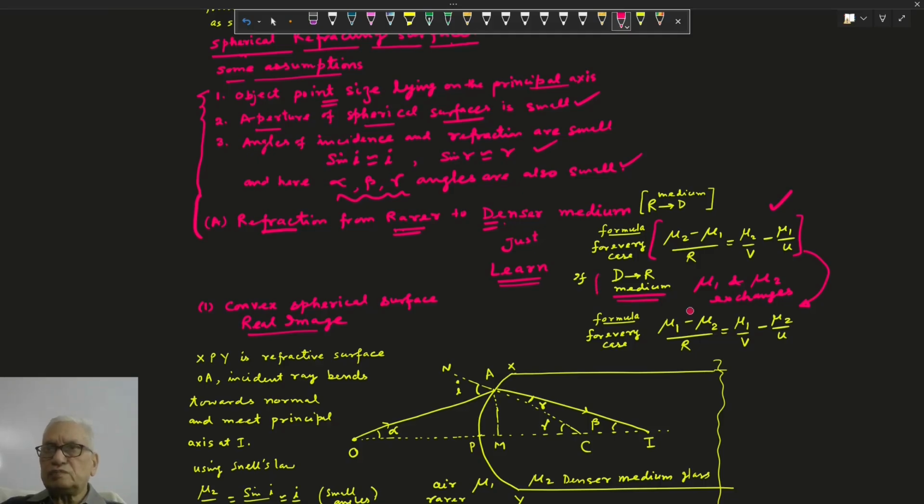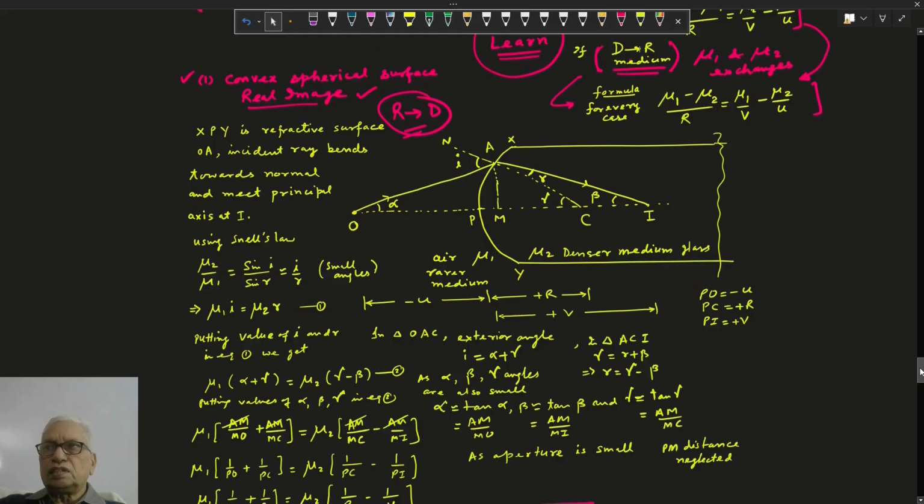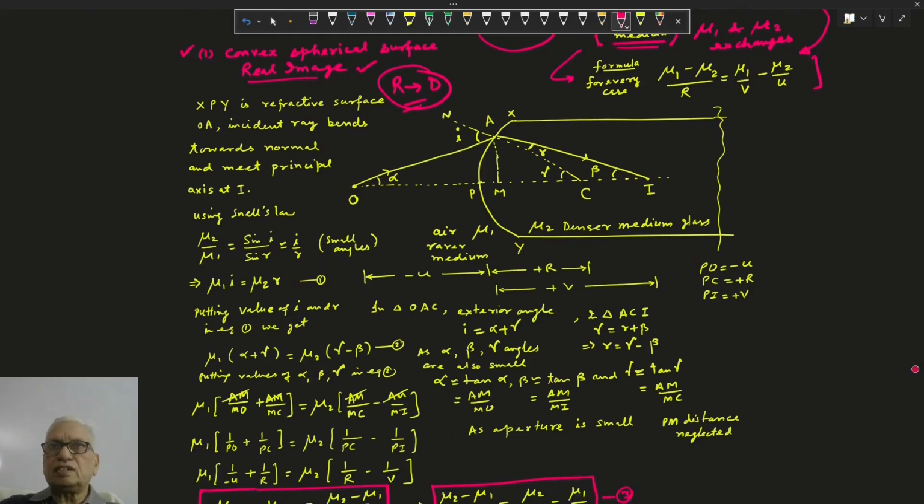And suppose it is moving from denser to rarer, in this case mu1 and mu2 will be interchanged. This formula is for rarer to denser, and this one when we go from denser to rarer. So remember this. Although we are going to derive every case, first we will see the convex spherical surface where a real image is formed. We are moving from rarer to denser medium, means we will get the first formula. For all cases, whenever we are moving from rare to denser, use the first formula; for denser to rare, mu1 and mu2 get exchanged. So here we will see the first case: spherical surface, convex, real image.